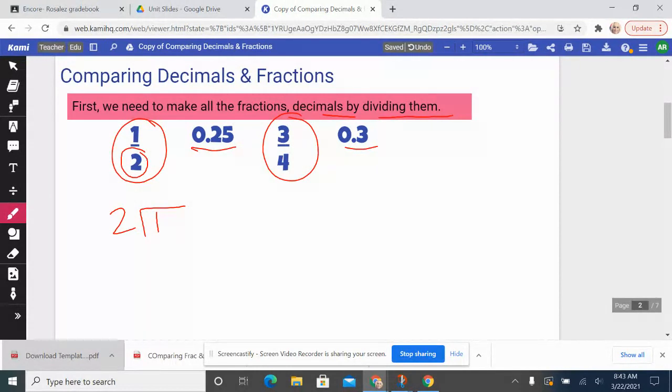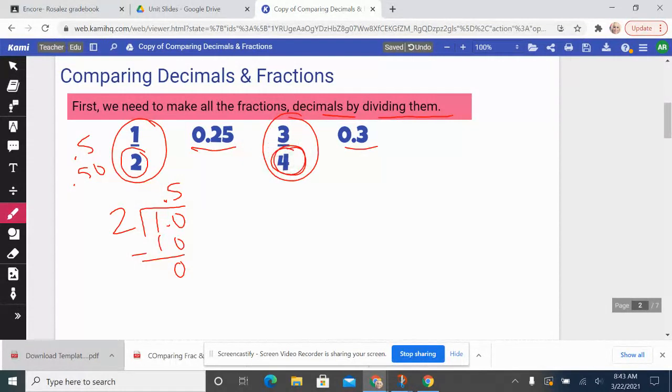Well, we've done this over and over again, right? So this should be pretty easy by now. So we can't do 2 into 1. So we add a little decimal here and we add a 0. Okay, so 2 goes into 10 5 times. 5 times 2 is 10. And that's our answer. So 1/2 technically is the decimal 0.5 or 0.50, however you want to look at that. Okay, so this can be 0.5 or this can be 0.50. And those are equal.